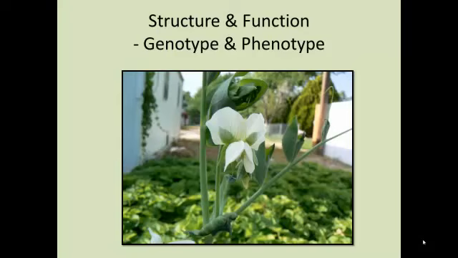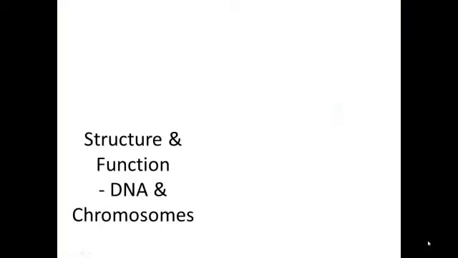Once they get into the human intestines, those genes are turned on, and the phenotype is for fimbriae. Now let's talk about chromosomes.